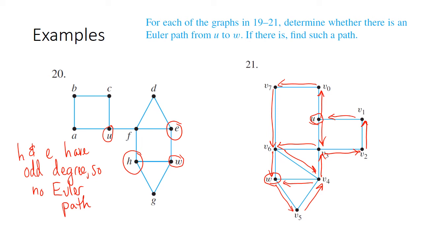Okay, so let me try writing down that path. So that's U, and then V0, V7, V6, W, V5, and then V4, V3, V2, V1, and then I went back to U, and then I went to V3 again, and then V6, and V4, and then W. Okay, I think that's what I did. You guys can check me.